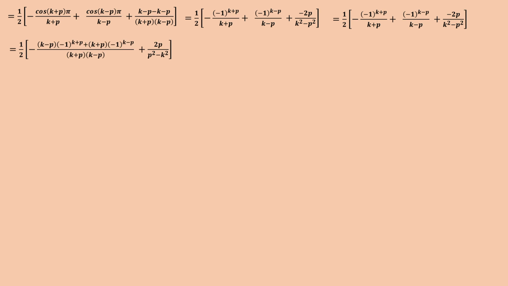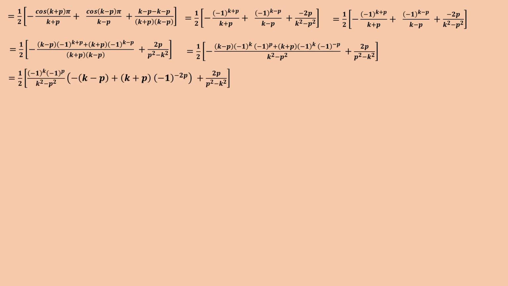That is equal to 1 by 2 into minus, taking LCM, k minus p into minus 1 power k plus p plus k plus p into minus 1 power k minus p, by k plus p into k minus p. So we are reversing the denominator. Instead of k square minus p square, we are writing p square minus k square. So you will get one more minus, that minus and minus get cancelled. So you will get plus 2p by p square minus k square, which is equal to 1 by 2 into minus k minus p into minus 1 power k into minus 1 power p, splitting the power of minus 1, plus k plus p into minus 1 power k into minus 1 power p, plus 2p by p square minus k square.